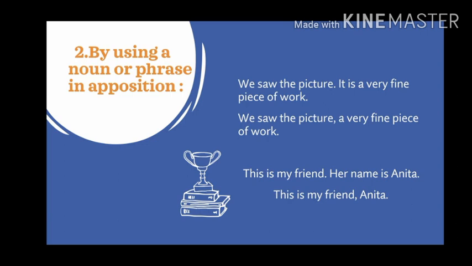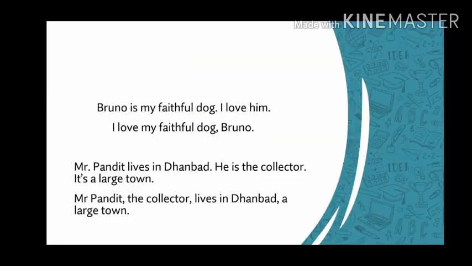Next sentence. This is my friend. Her name is Anita. Answer is, this is my friend Anita. Next sentence. Bruno is my faithful dog. I love him. We can make the simple sentence like this. I love my faithful dog Bruno.